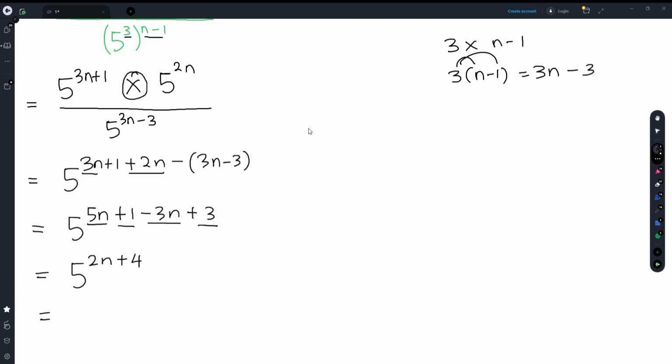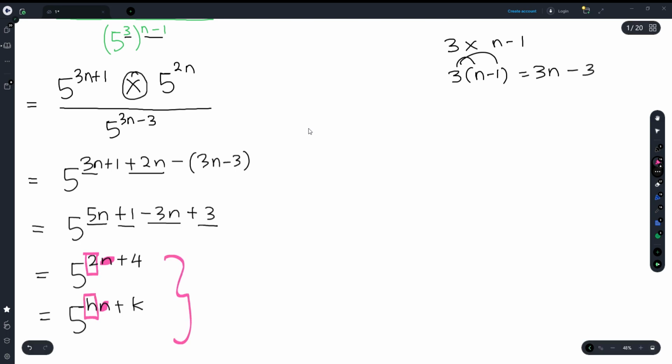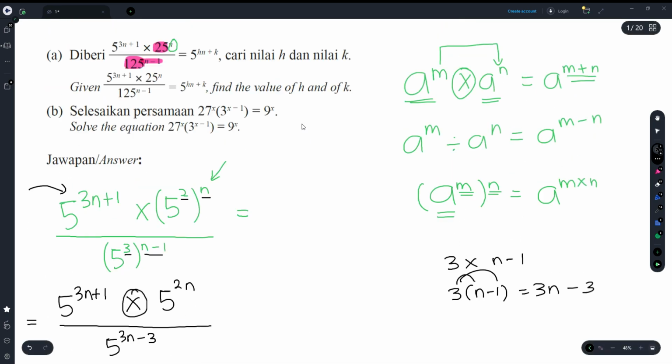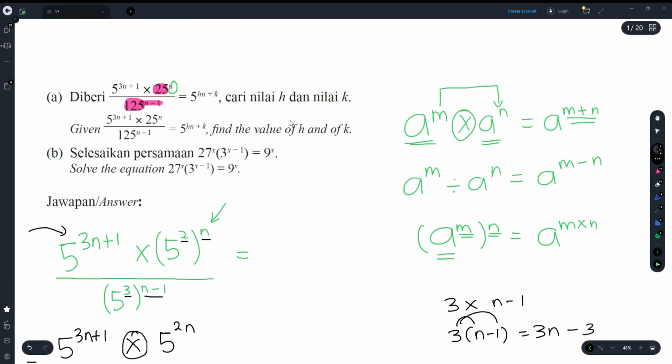But what is given in the question is 5 to the power of hn plus k. When you compare, the coefficient of n in this case is 2, so h is equivalent to 2, and whatever remains is k, so k is equivalent to 4. That should be your answer, as simple as that. That is the first part of your question, part A. Simple and straightforward. Let's go to part B.